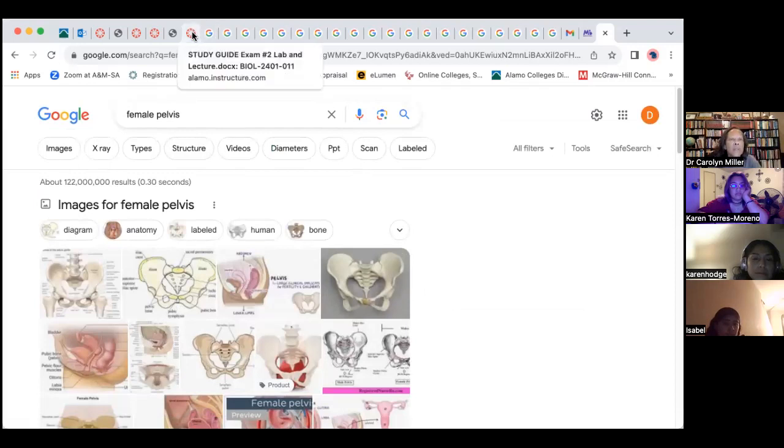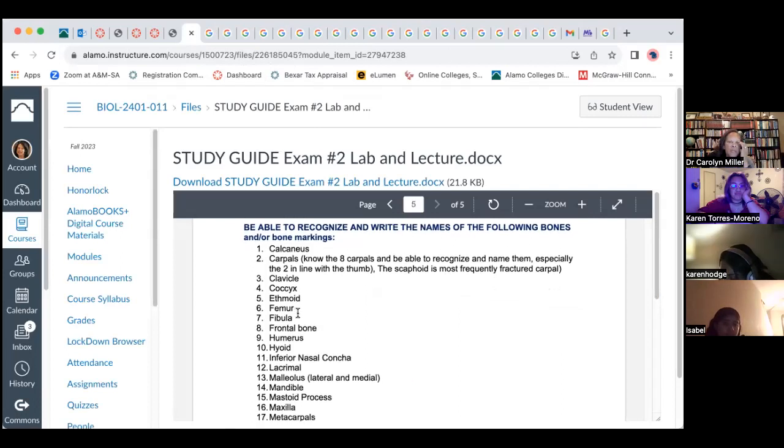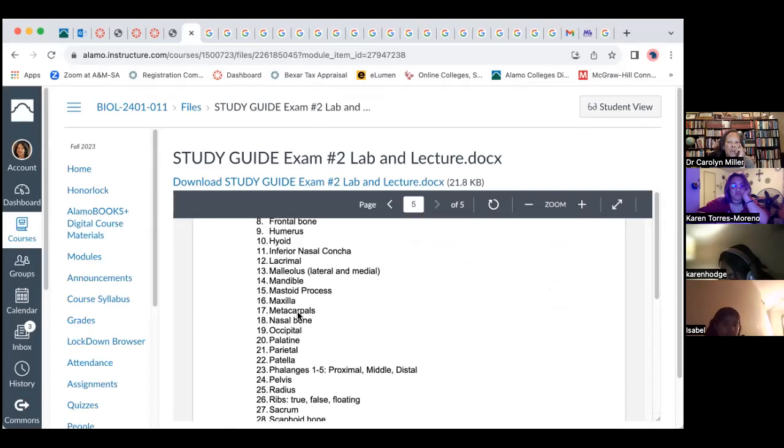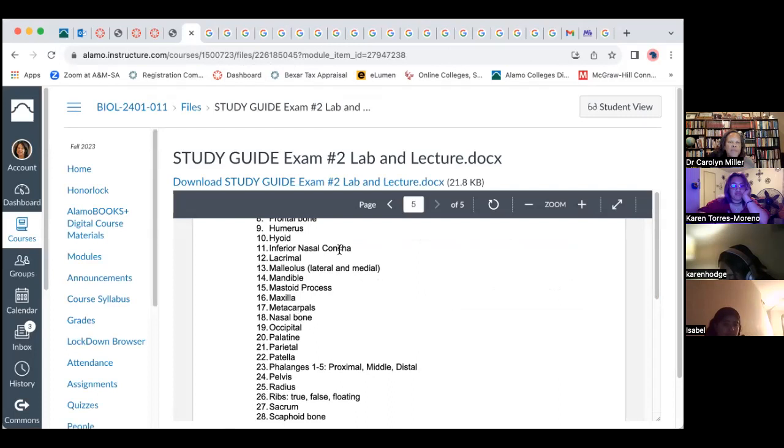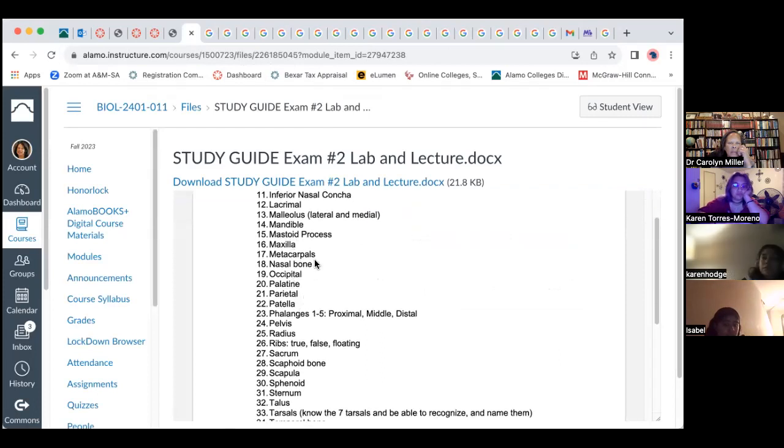How much did we go through? Did we go through clavicle, coccyx? Oh, ethmoid. Darn. I did fibula, frontal, humerus, hyoid. The facial bones. So review those. I've got diagrams in my notes, in my lecture slides. Nasal bone. These are the facial bones.